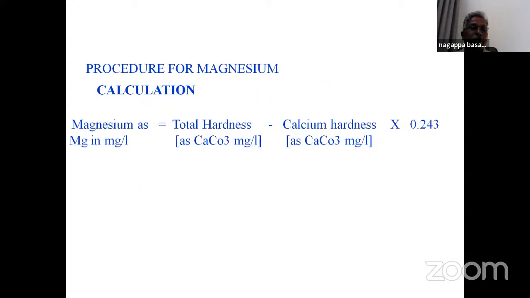For magnesium, this is the equation you have to use. Magnesium as milligram per liter is equal to total hardness minus calcium hardness. Total hardness minus calcium hardness is equal to magnesium hardness. If you want magnesium as Mg, multiply by 0.243. If you want it as magnesium carbonate, it is total hardness minus calcium hardness. Simple.